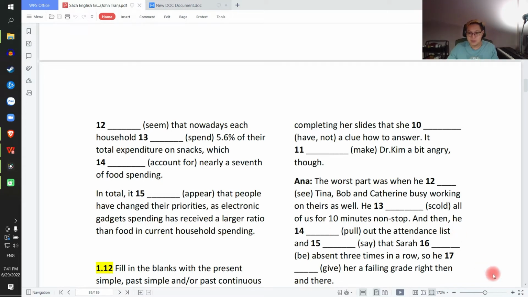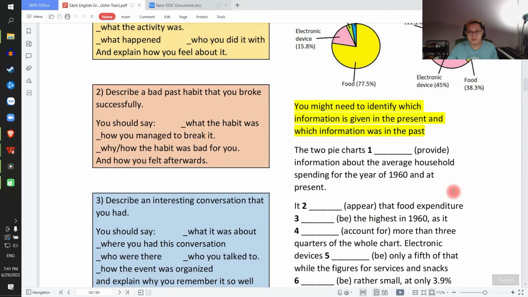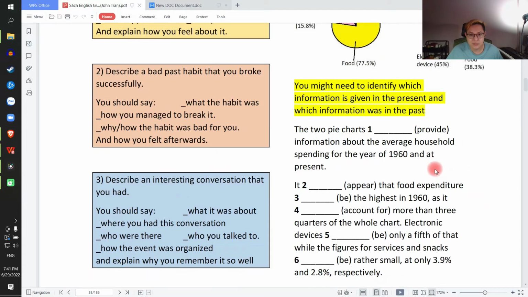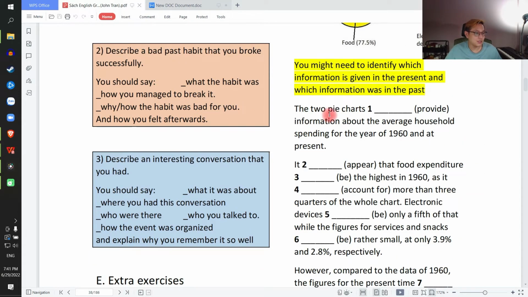Alright. Okay, now please repeat after me for pronunciation, okay? Bây giờ luyện tập phát âm nè. Read after me, please. Đọc nè các bạn. The two pie charts provide information about the average household spending for the year of 1960 and at present.